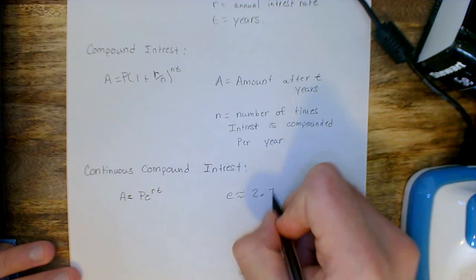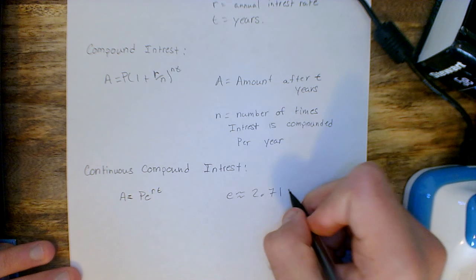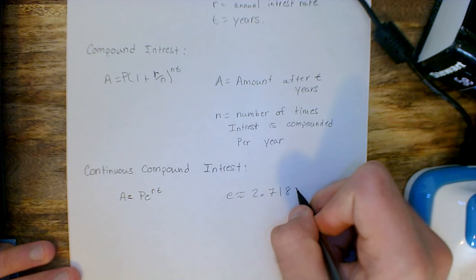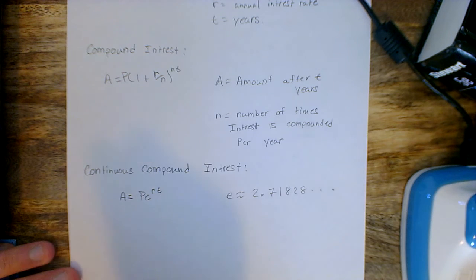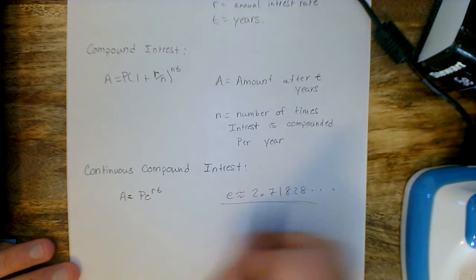It's 2.718 2 8, and it goes on forever. Okay, so it's just a number. E is just a number here.